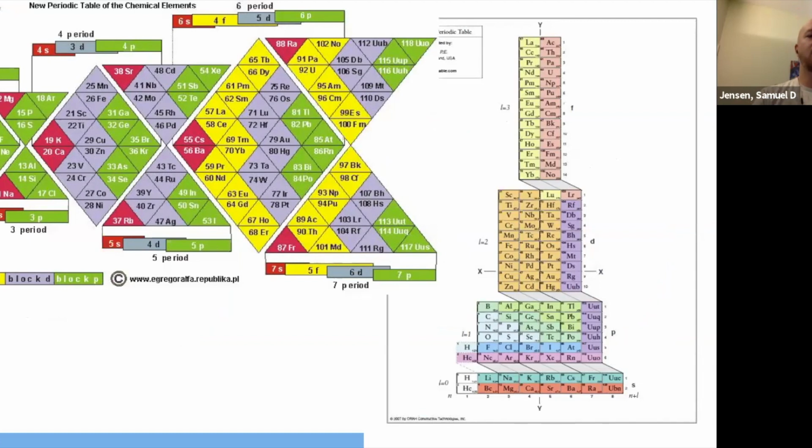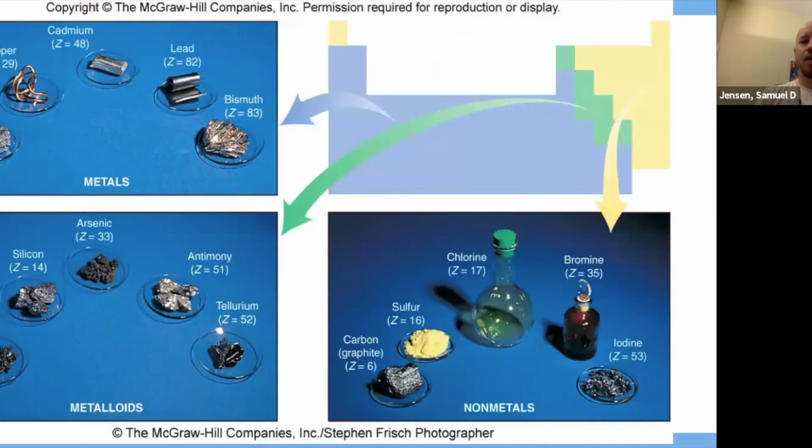You can see people took a variety of stabs at organizing the periodic table in a way that tried to represent some of their physical characteristics, some of their energy characteristics, some of their chemical characteristics, until we get to how we see the periodic table now.